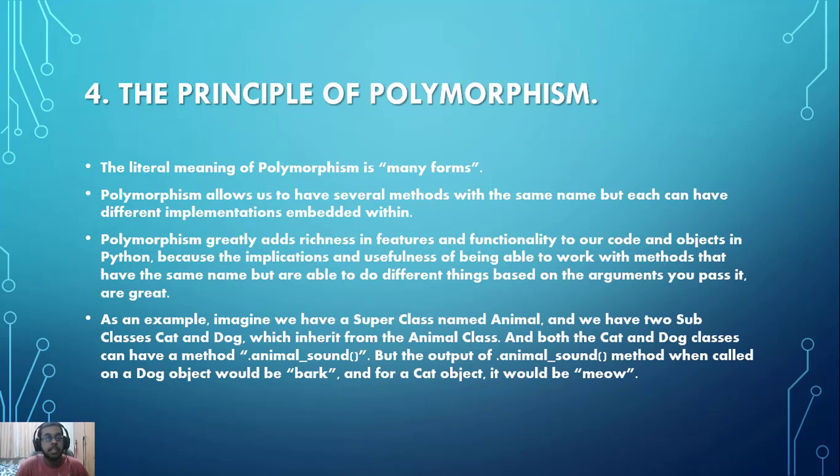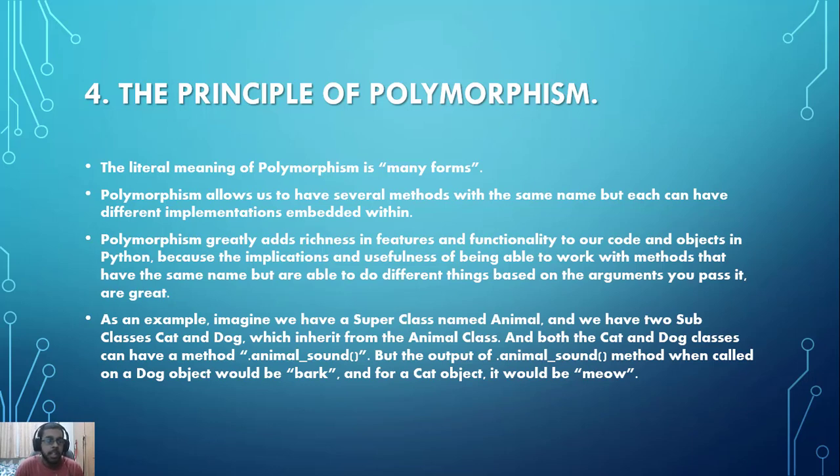Number 4. The principle of polymorphism. The literal meaning of polymorphism is many forms. Polymorphism allows us to have several methods with the same name, but each can have different implementations embedded within. Polymorphism greatly adds richness in features and functionality to our code and objects in Python because the implications and usefulness of being able to work with methods that have the same name but are able to do different things based on the arguments you pass it are great.